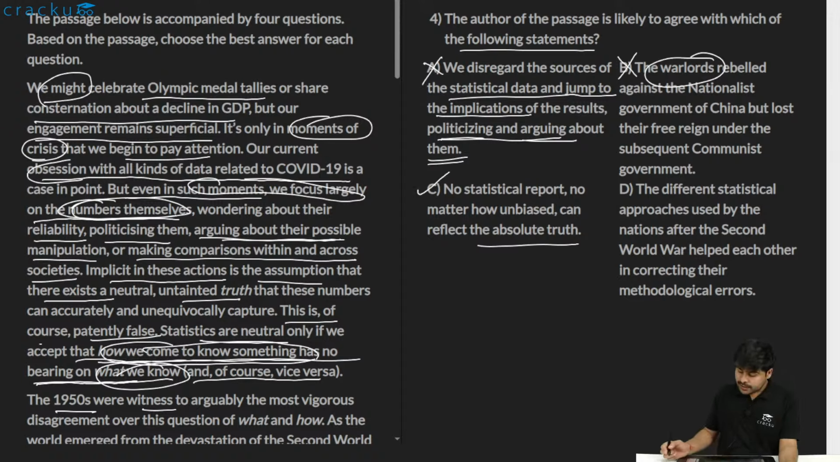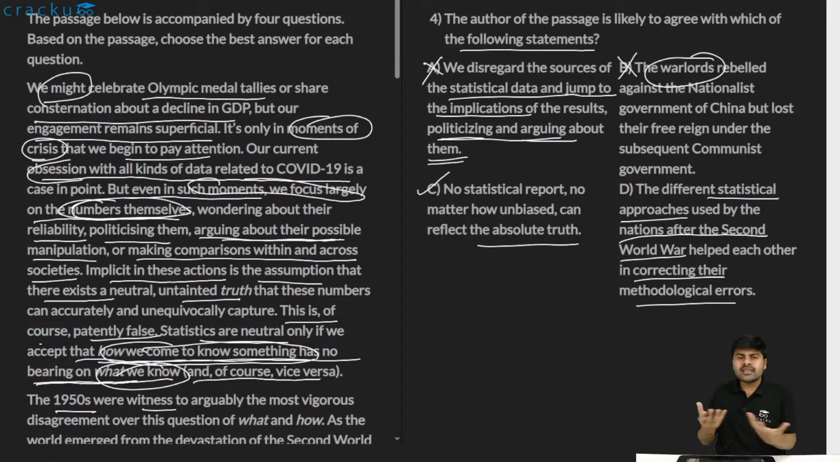D says the different statistical approaches used by the nations after the Second World War helped each other in correcting their methodological errors. So yes, there were different statistical approaches that were used by the nations after the Second World War. But can we say that they helped each other in correcting their methodological errors? We can't really say that, right? It's not something that is mentioned. The only thing that is mentioned is that they are using different methods as corrective to each other's methods, but they are not really trying to correct each other intentionally for the welfare of each other. That is not what they are trying to do. The correct answer remains option C.